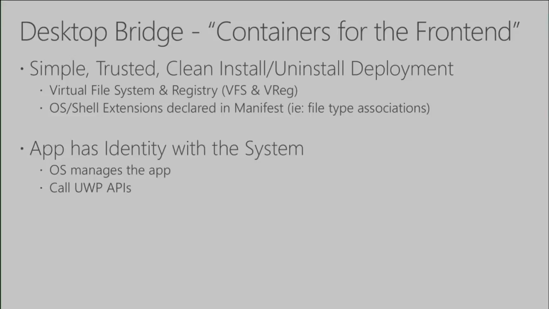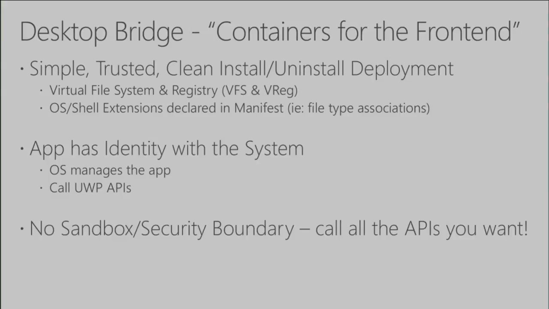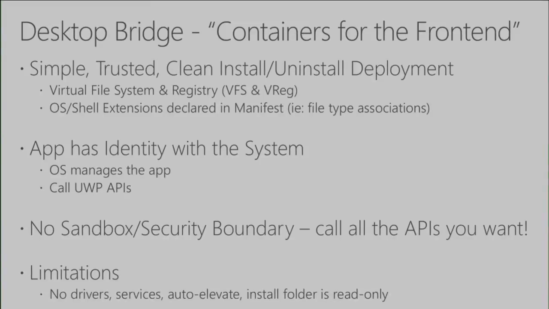The other thing I mentioned, the app now has identity, so the OS can manage it, as well as you can call new UWP APIs. An example might be adding toasts or notifications that certain background processes have been done, and that'll work on Windows 10. A couple of things to remember. This is technically not a sandbox. It's just a lightweight redirection of the file system. So you can call any API you want, and technically a malicious app could figure out ways to shell execute and break out of the container and do malicious things.